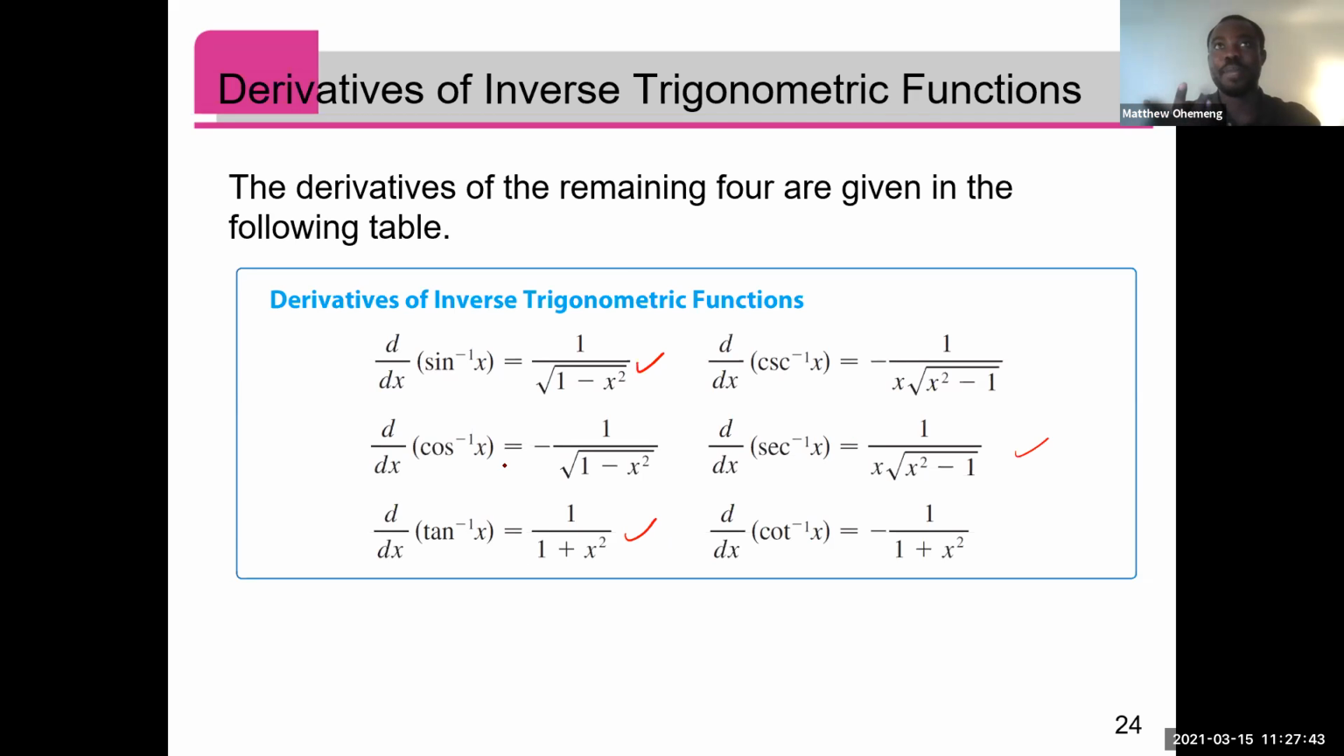Like what I mean by that is, the derivative of sine inverse of x is 1 over square root of 1 minus x squared. The derivative of cosine inverse of x is going to be the negative of what? The sine inverse. So that's -1 over square root of 1 minus x squared. You see, and so on and so forth. So you can employ that trick here and then use it to memorize. But you need to know all of these rules. Please, any questions on the rules?